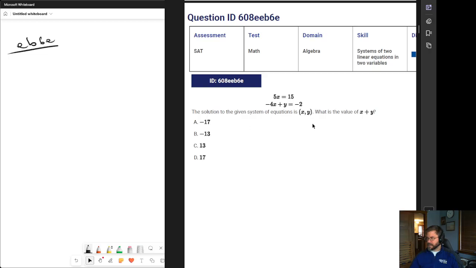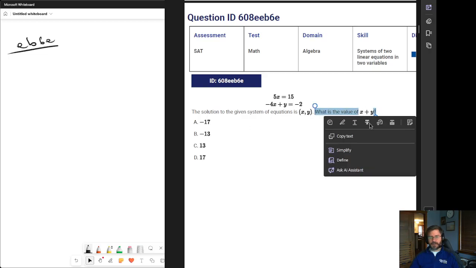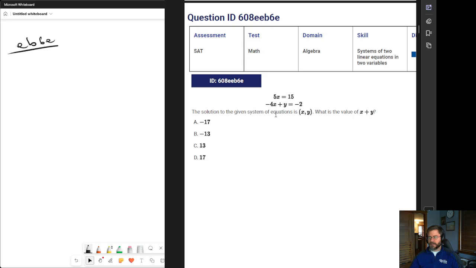Solution to the given is that. What is x plus y? Do make sure that you're noting that we're not looking for x, we're not looking for y, we want x plus y. They made it really easy to find x there. You can divide the 5 over, and of course x is going to be equal to 3 here. Then we plug that in, we get negative 12 plus y equals negative 2. Adding the 12 over, we get y equals 10. Now we're not done. They want x plus y, so that's going to be 13.